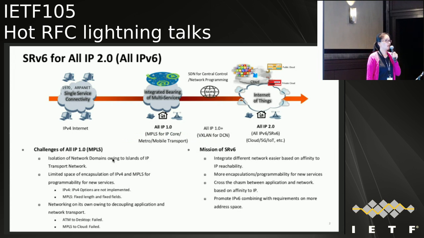As the internet evolves, we could say we have already experienced all IP, the first generation, but there are still some challenges. For example, the isolated network islands or the limited programmability. And most importantly, the network is still on its own, and the application and the network are isolated, decoupled. And now we have SRv6. We could say we are entering a new generation, or IP the second generation.